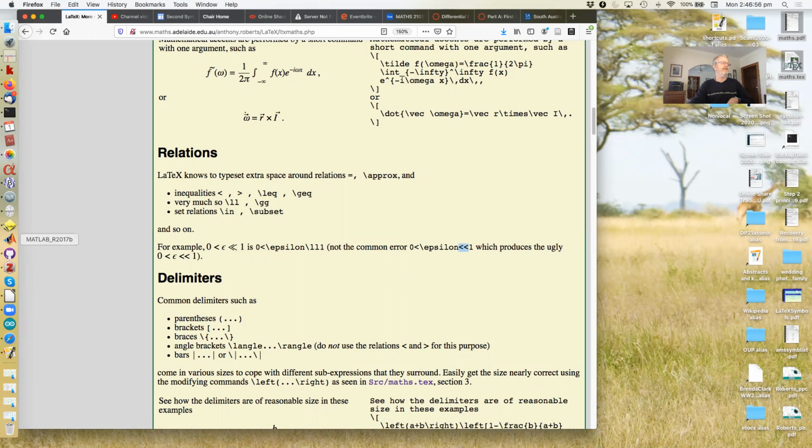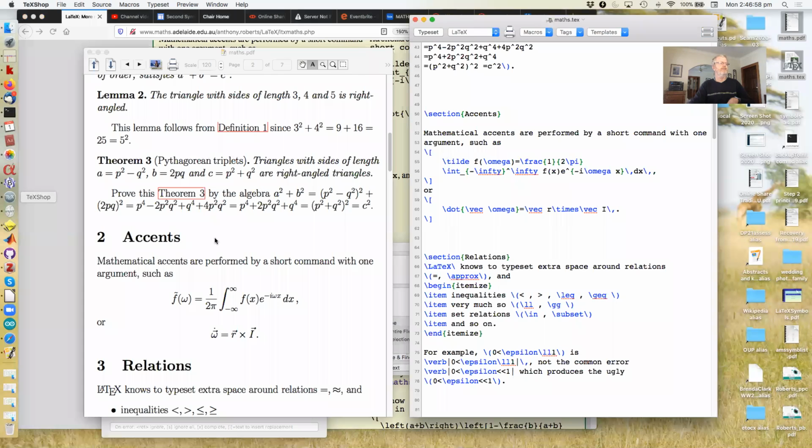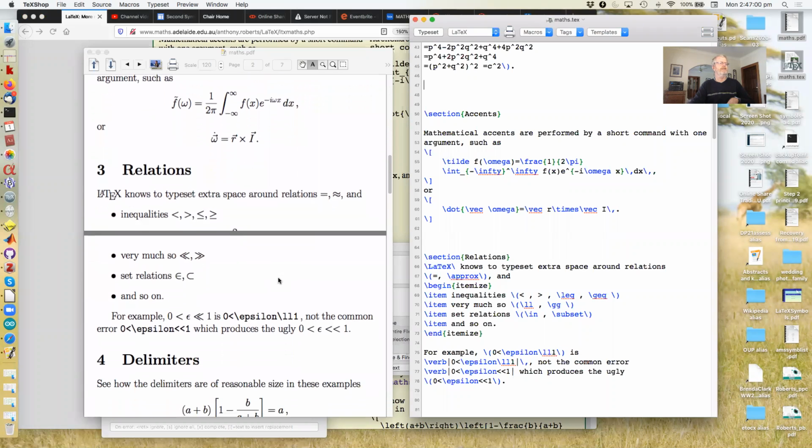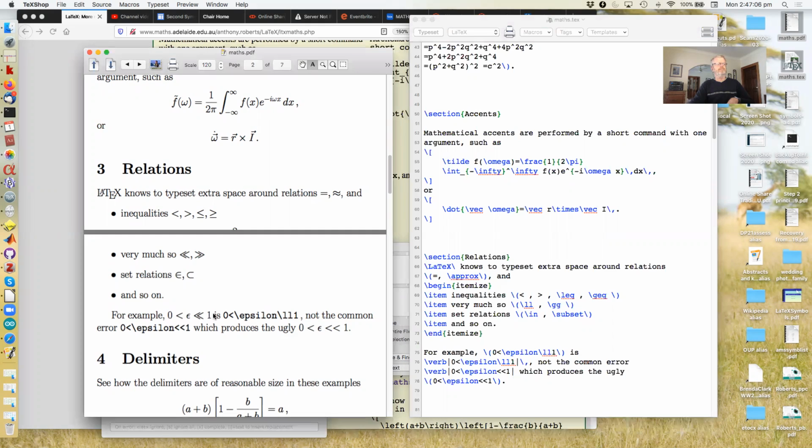And we can see that in the maths. Instead of getting this nice, beautiful result here, it typesets like that. Just don't do it.